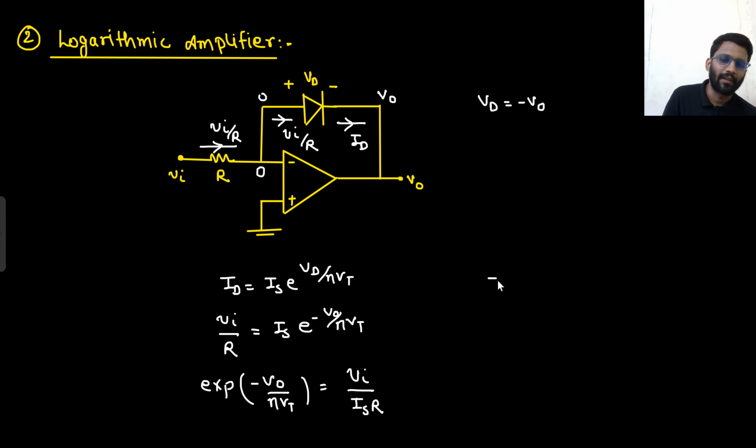So what do you get from here? Minus V0 by eta Vt is equal to ln of Vin by Is into R.